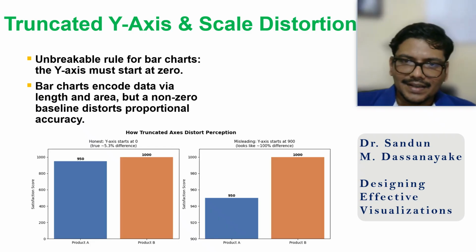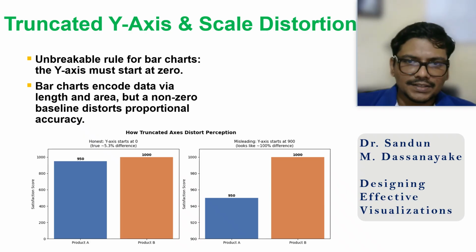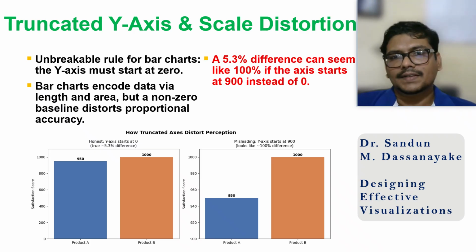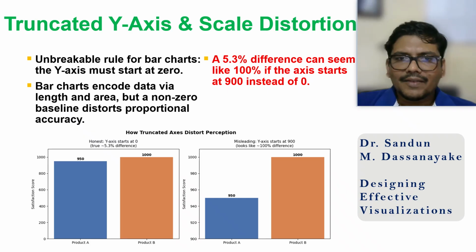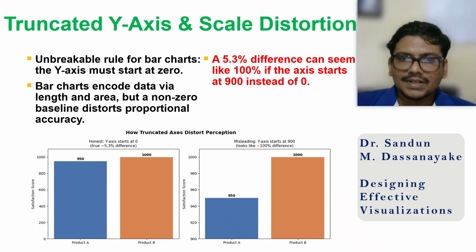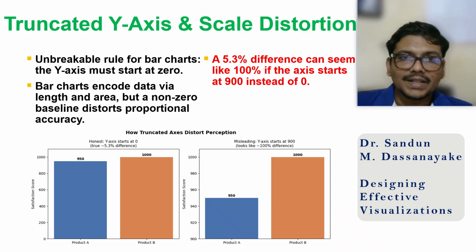Imagine product A here scores 950 and product B is scoring 1000 on a satisfaction survey. That is roughly a 5.3% difference. Now, if the y-axis begins at 900 instead of 0, product B's bar looks twice as tall as product A's, giving the illusion of a 100% difference, even though the actual difference is just about 5%. You will often notice this in political ads and financial marketing.